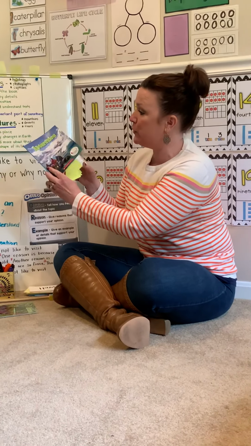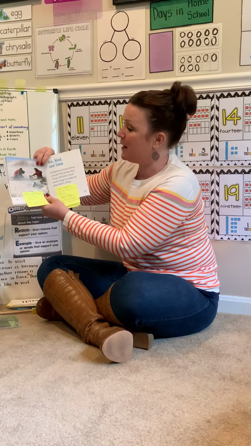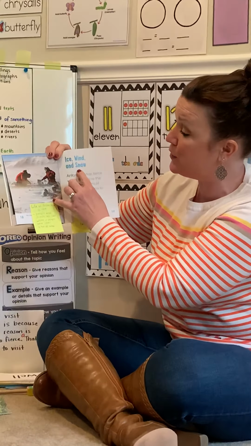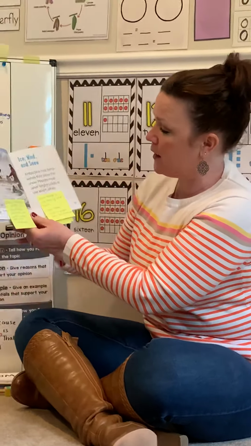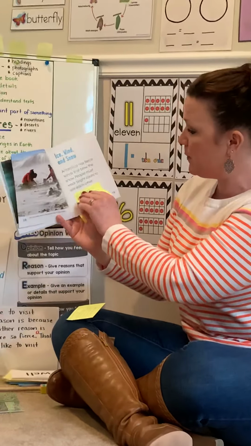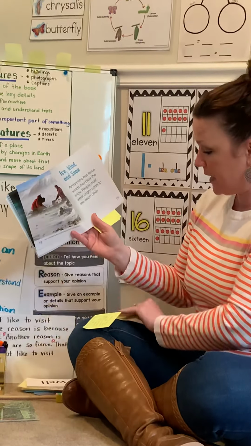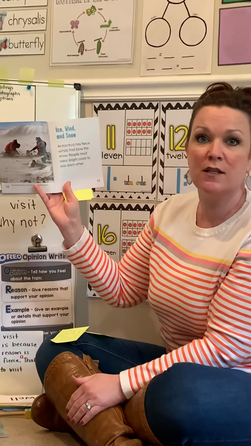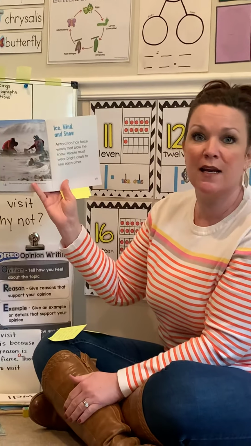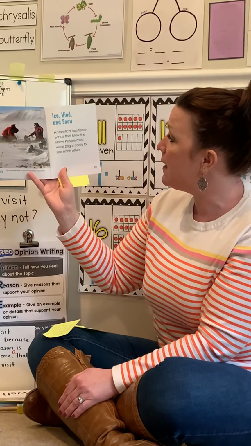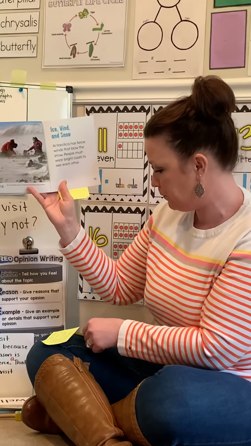Let's turn to the heading. We're going to understand more about the ice, wind, and snow in Antarctica. So I'm going to read this page, and then we're going to look at the text features, the photograph, and the caption, and try to understand it even better. Antarctica has fierce winds that blow the snow. People must wear bright coats to see each other.